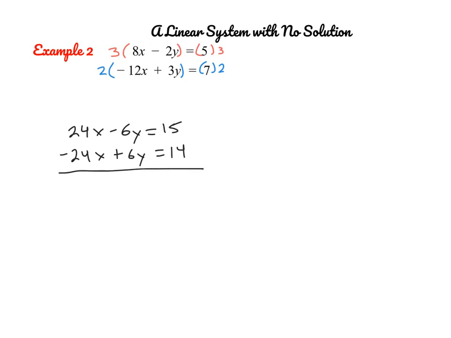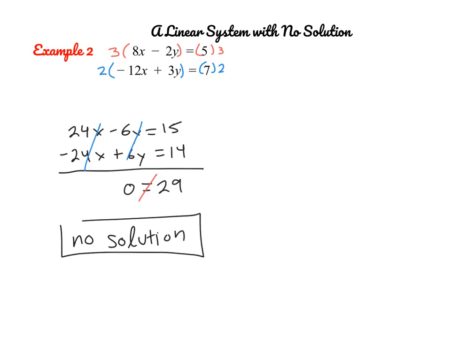If you add vertically, the first thing you'll notice is that both x and y cancel out, which does not always mean no solution. You have to see what we get. That gives us 0 equals 29. Since both variables eliminated and we ended up with a statement that's clearly not true, this is how we know that our system has no solution.